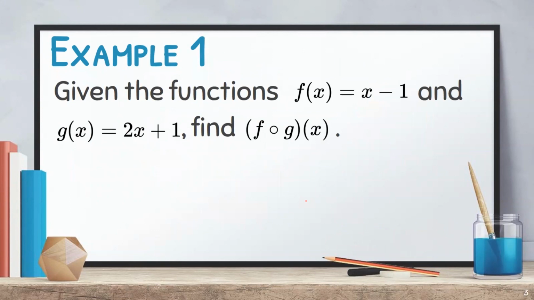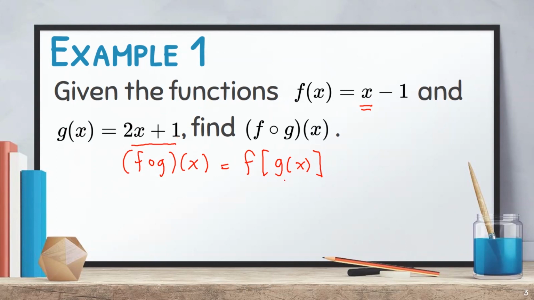Let us take a look at this example. Given the functions f of x equals x minus 1 and g of x equals 2x plus 1, find f composition of g of x. Remember that f composition of g of x is equal to f of g of x. Notice here that we need to substitute to the x of f of x the function g of x. So this x will become g of x.